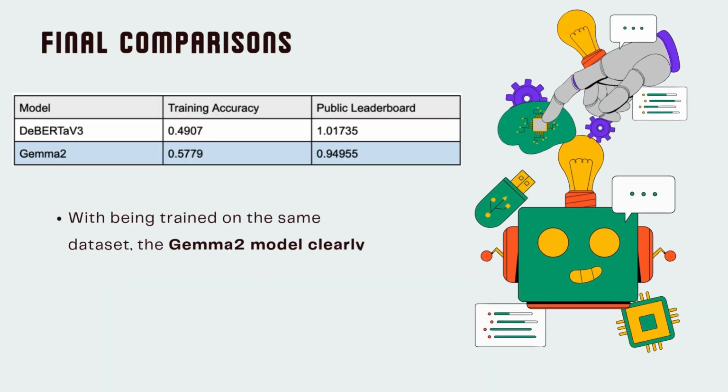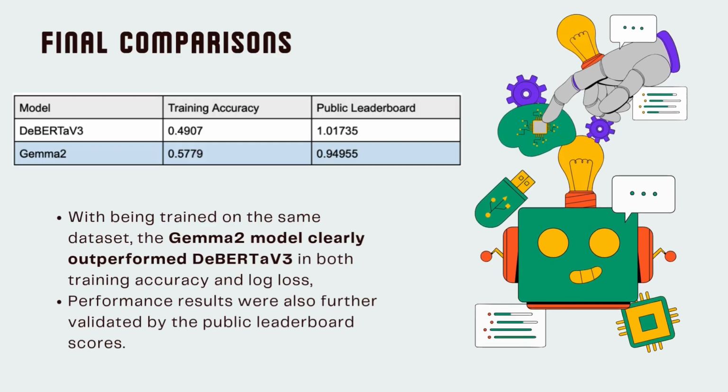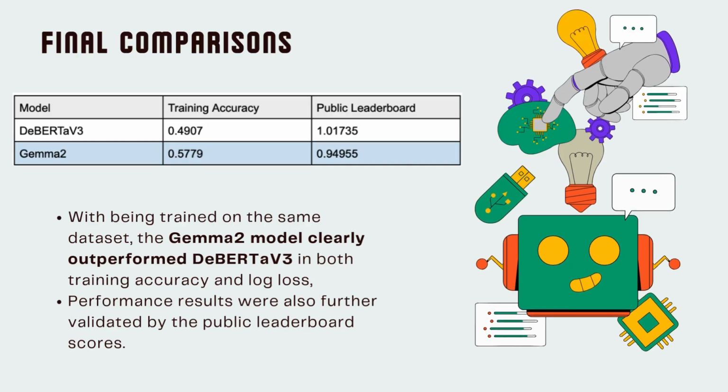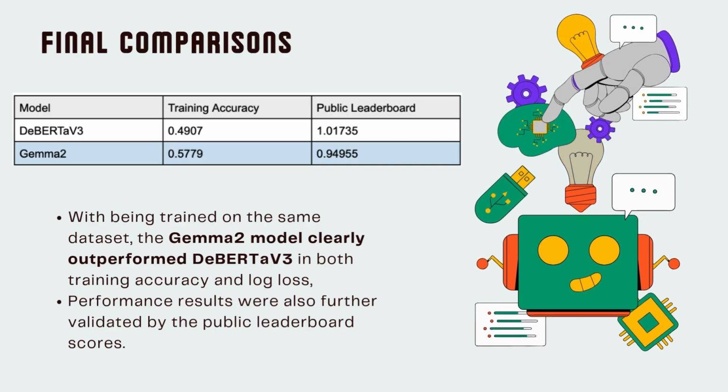So in the end, we tested both the fine-tuned DeBERTa V3 and Gemma 2 models. Gemma 2 has outperformed DeBERTa V3 in training accuracy, log loss, and leaderboard score.